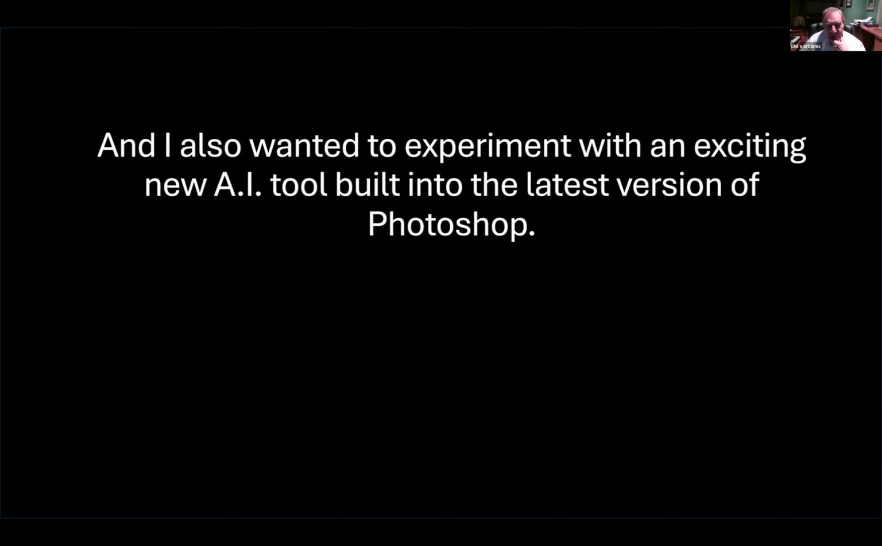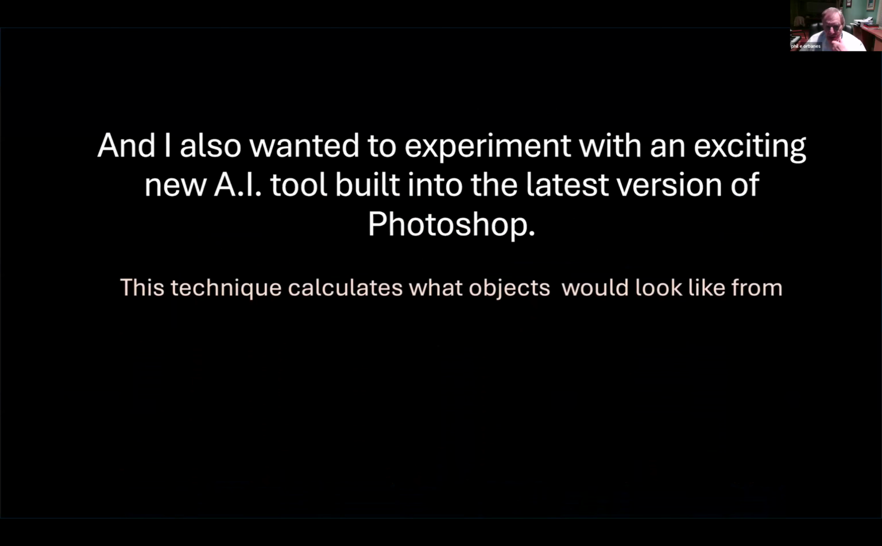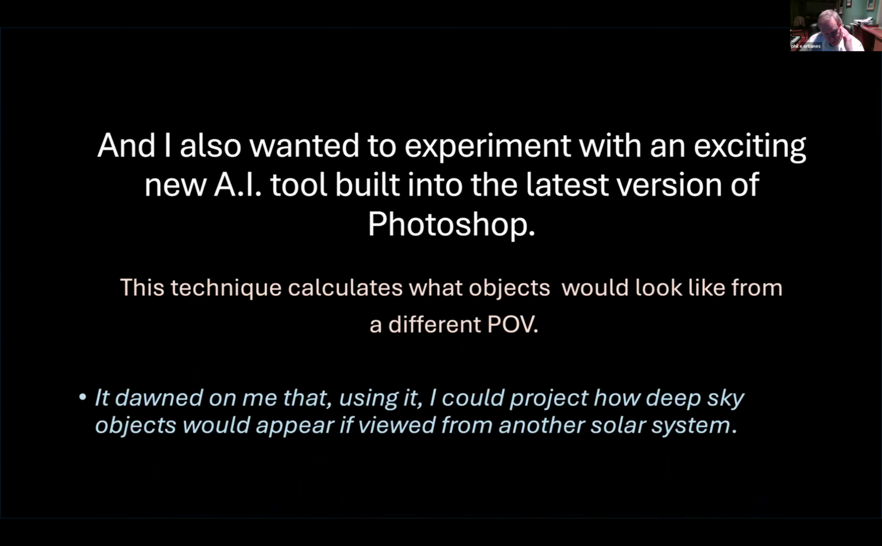And at the same time, I was very fascinated by the fact that at work, I'm using the latest version of Photoshop, and it now includes substantial artificial intelligence. And one of these techniques actually will give you a view of an object, a picture that you've taken, from a different point of view. It literally interprets what the point of view would be. And it dawned on me that using it, I could project how deep sky objects would appear if they were viewed from a distant solar system.